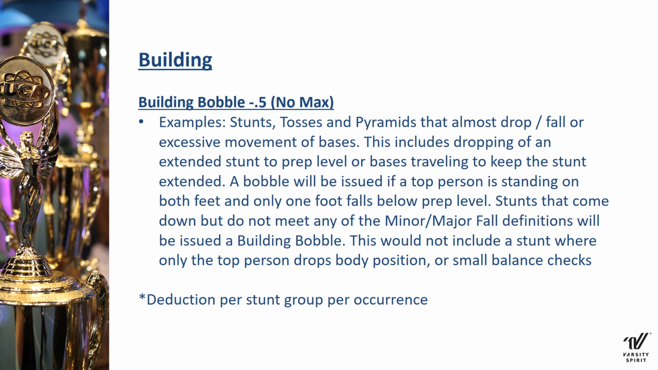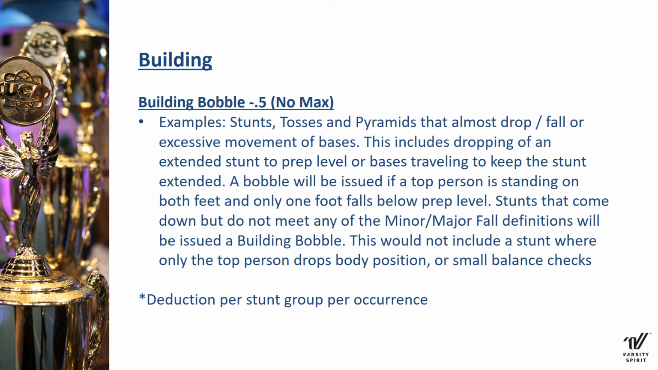Now we'll move into our building deductions. First up, we have a building bobble worth 0.5. Examples would include stunts, tosses, and pyramids that almost drop or fall, or excessive movement of the bases. This includes dropping of an extended stunt to prep level, or bases traveling to keep a stunt extended.